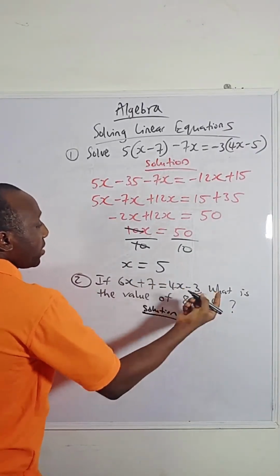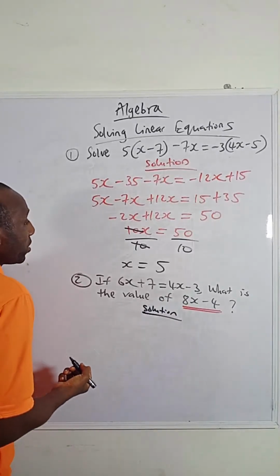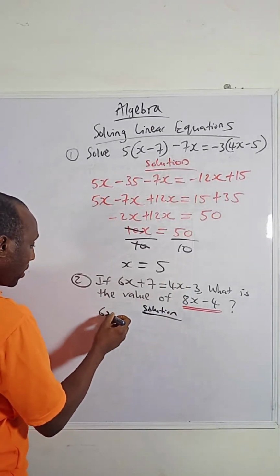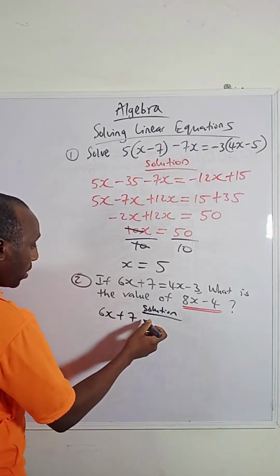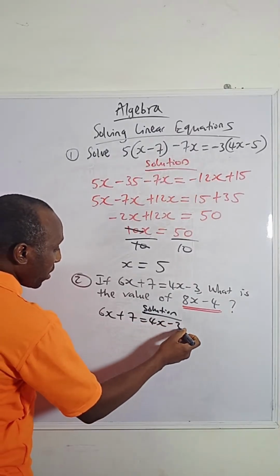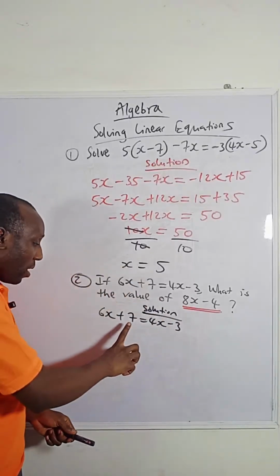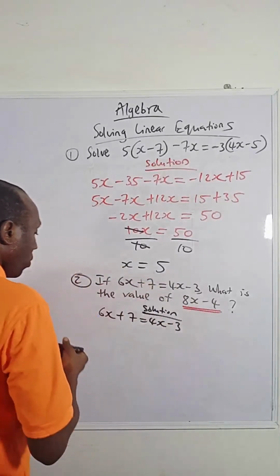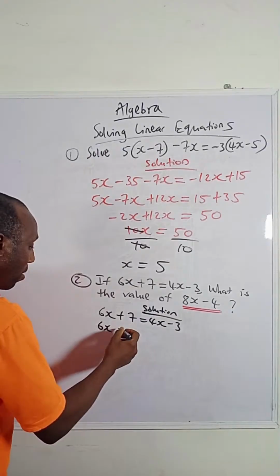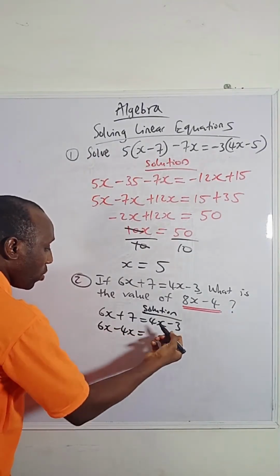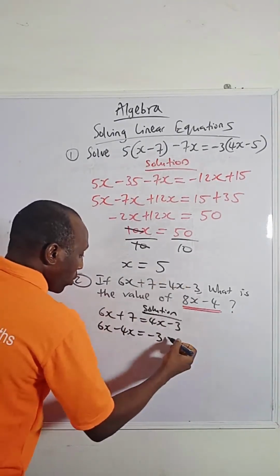I'm going to pick this simple linear equation, which is 6x plus 7 is equal to 4x minus 3. So let's collect like terms. Let's move 4x to the left-hand side and move plus 7 to the right-hand side. So you have 6x minus 4x is equal to what? Minus 3, then minus 7.